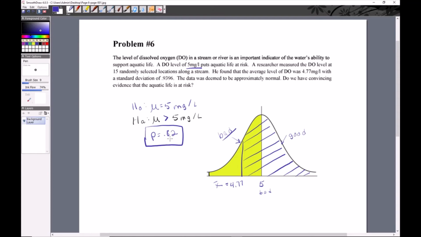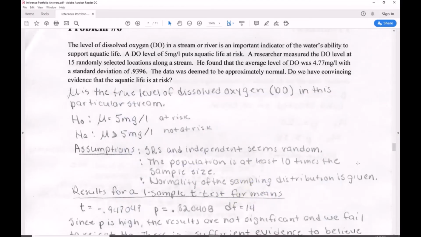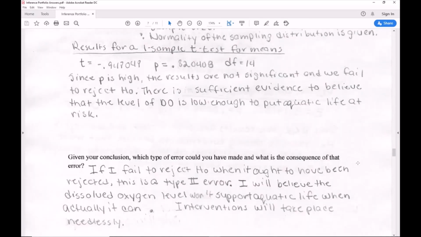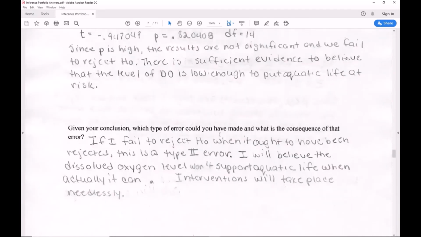Now hopefully that helped. So let me shrink that down and come back here. So you also had to get the error. Since I'm failing to reject H0, if that's a mistake, that's a type 2 error. It means I'm accepting H0 when it's false. And so the explanation is I believe that the dissolved oxygen level won't support aquatic life when it actually can.